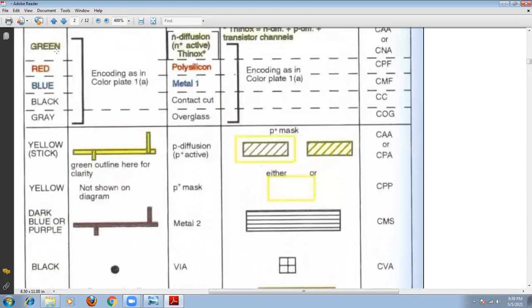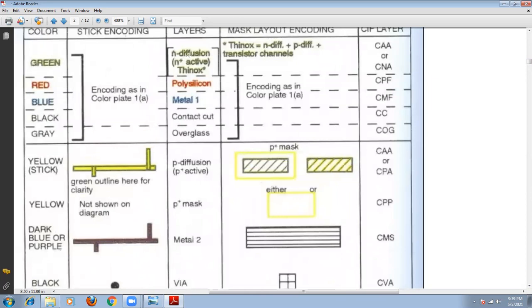Basically, we can use the green color for N diffusion. Remember, the green color is used for N diffusion in MOS technology. Green color is used to identify the N diffusion layers and also the N plus active FINAX.